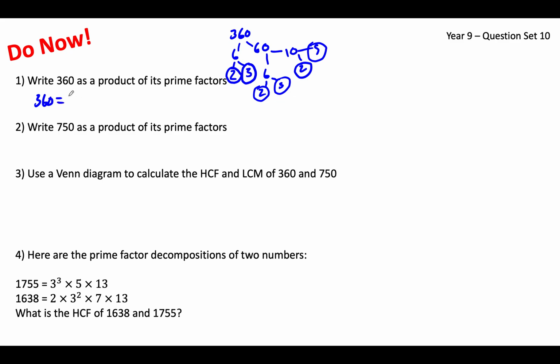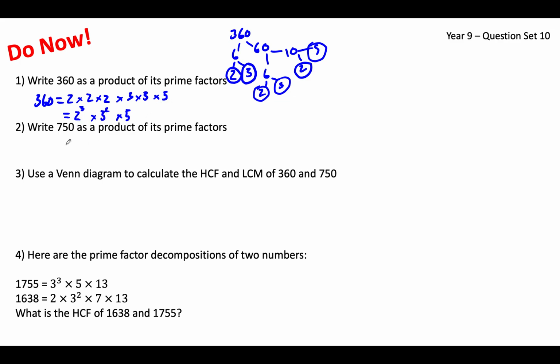I'm going to do it two ways. So I'm going to do the long way first. So 2 times 2 times 2 times 3 times 3 times 5. 1, 2, 3, 4, 5, 6 prime factors. And let's neaten it up into powers. So 2 to the power of 3, because there's 3 of them. 3 to the power of 2, because there's 2 of them. And 5. Okay, product means multiply, so you write it as those prime factors multiplied together.